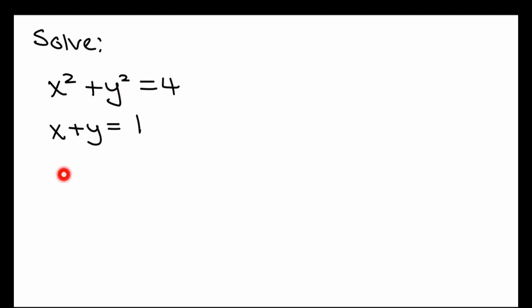The elimination method is not going to work here because I have an x squared in the first equation and an x in the second. I have a y squared in the first and just a y in the second. So I'm not going to be able to get either the x's or the y's to cancel out. So instead, I'm going to use substitution.